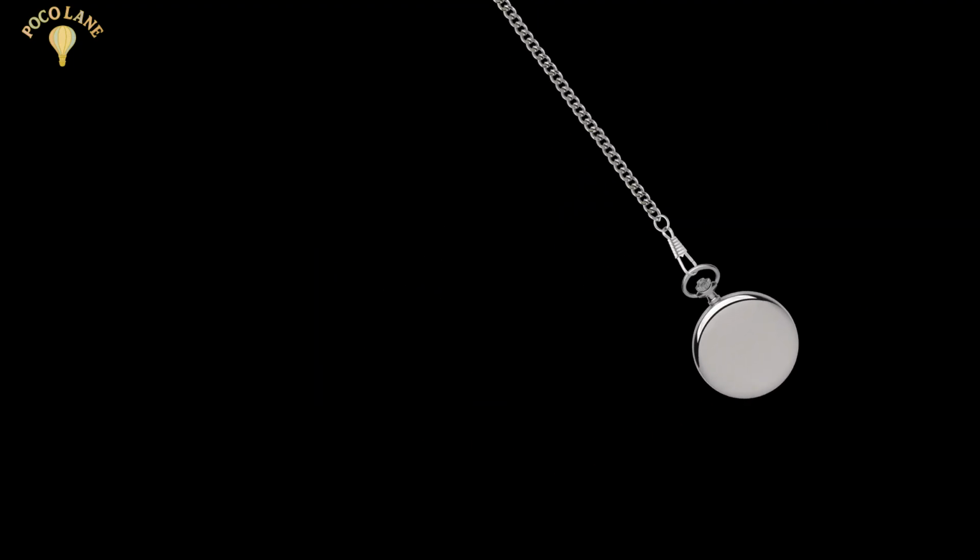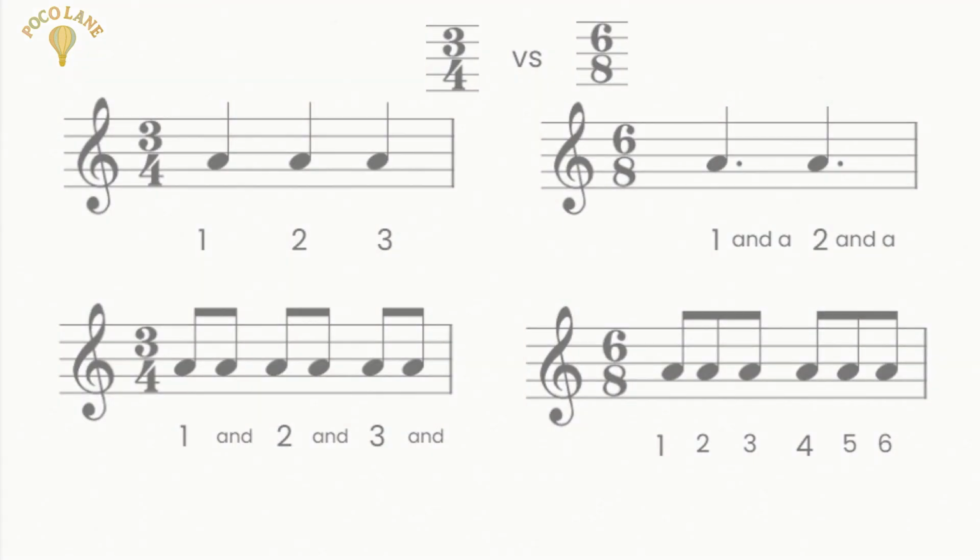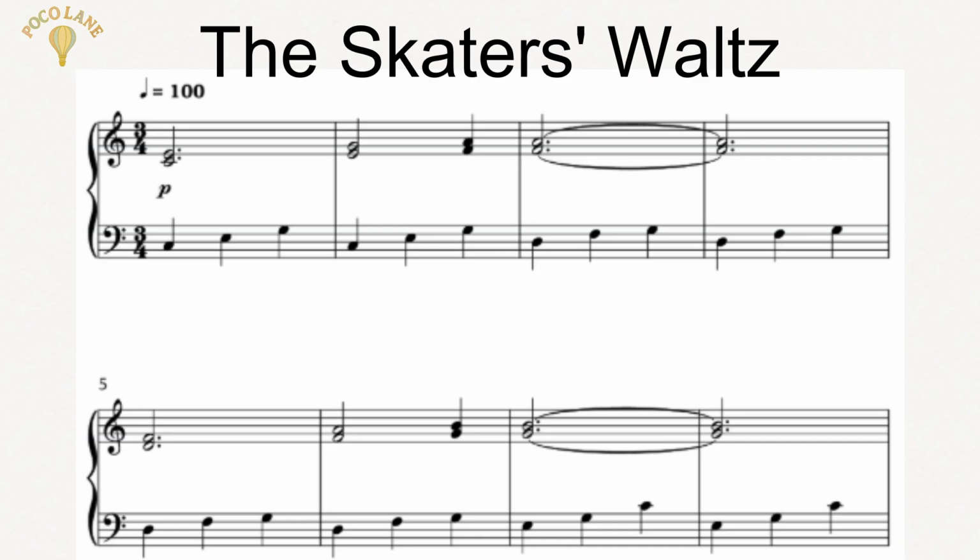To hear the difference, let's listen to an example of 3/4 time versus 6/8 time. The first piece, the Skater's Waltz, is in 3/4 time. Remember that means there are 3 beats to each bar. 1, 2, 3, 1, 2, 3. Have a listen.